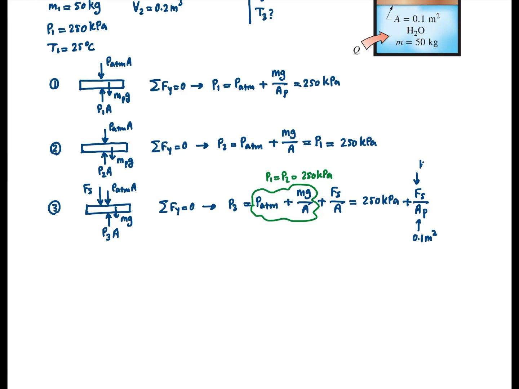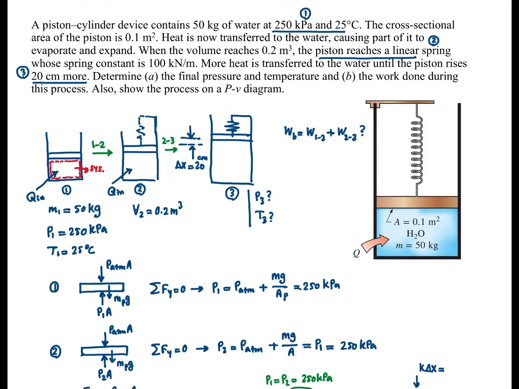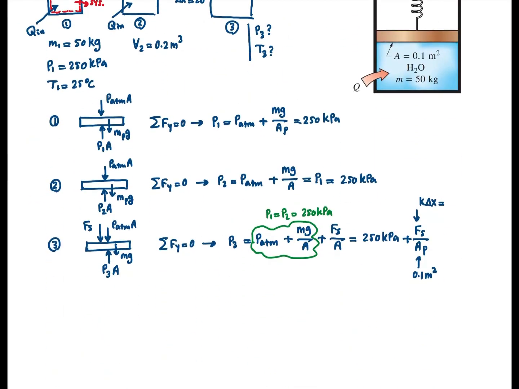And the spring force is K times delta X. K is given in the problem statement. It is 100 kilonewton per meter. And delta X is the compression length in the spring. We know that the piston moves up 20 centimeters. It is like it's compressing the spring 20 centimeters. So that is going to be our delta X, 0.2 meters, and one more time, K is given, 100 kilonewton per meter. So if I solve for pressure, pressure in the final state will be 450 kilopascal.